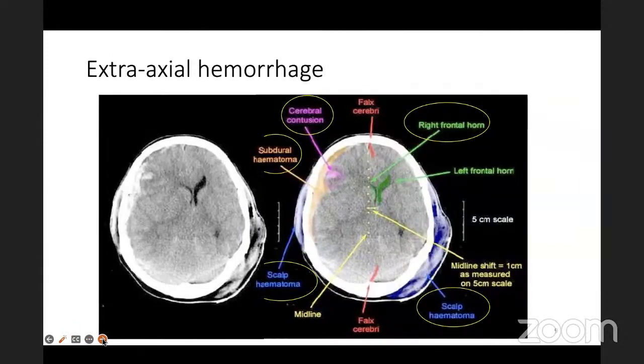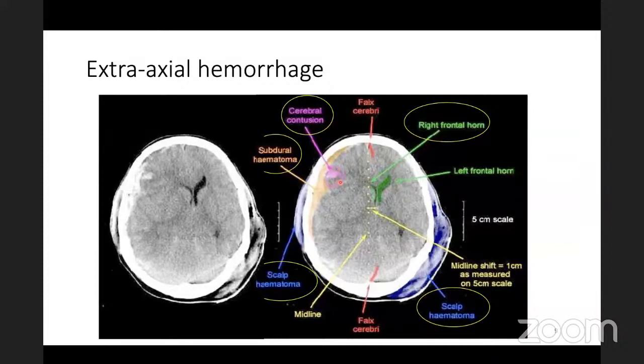So this is a cartoon which shows many kinds of hemorrhages in one single picture. This is the image without annotation, and on the right side you have the image with annotation. You can see that there is a big scalp hematoma. Again, you can have another scalp hematoma here, right? You have a subdural hematoma here, which is concave, and you have a cerebral contusion here.